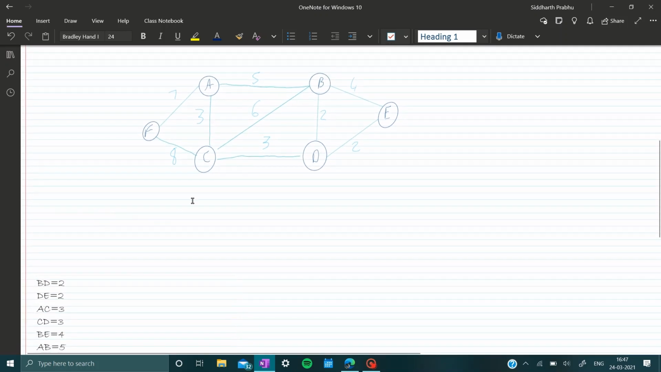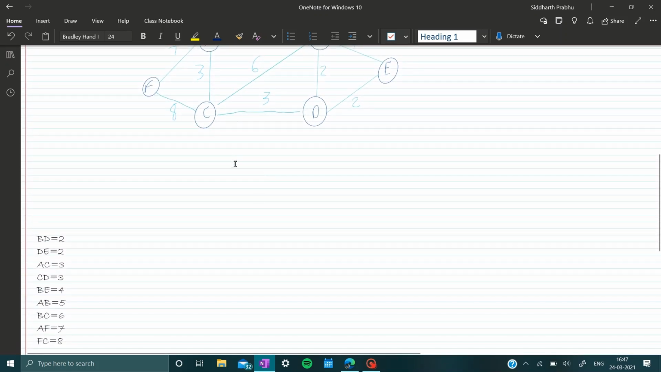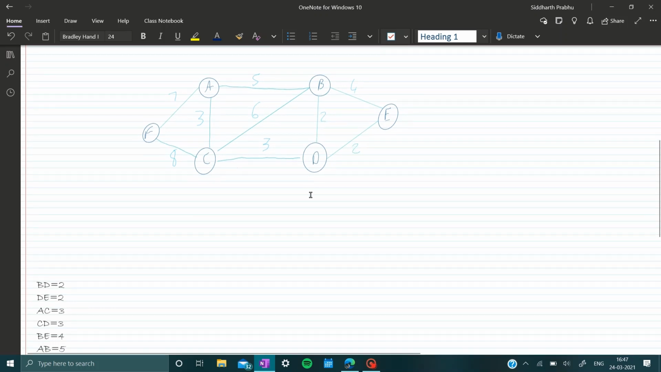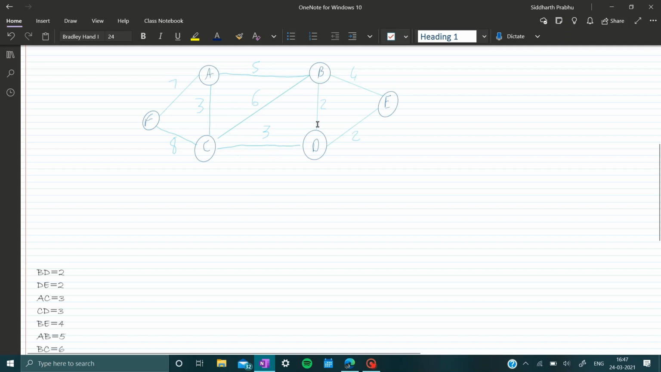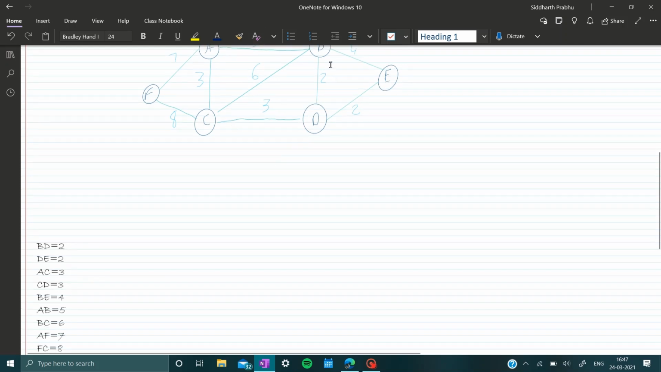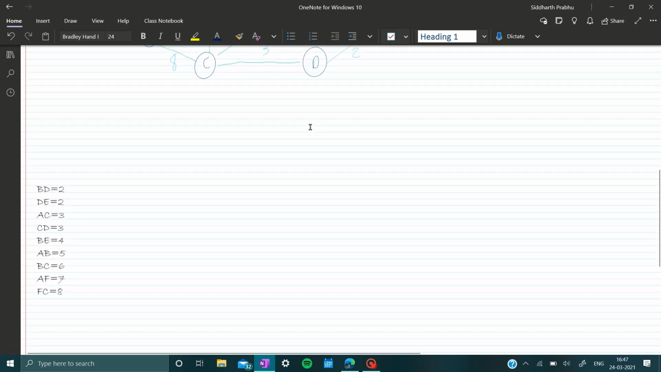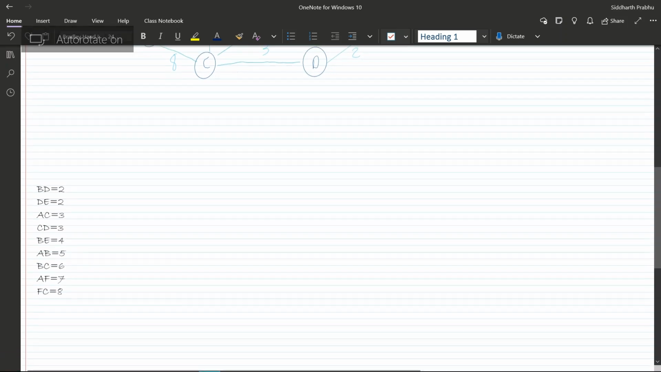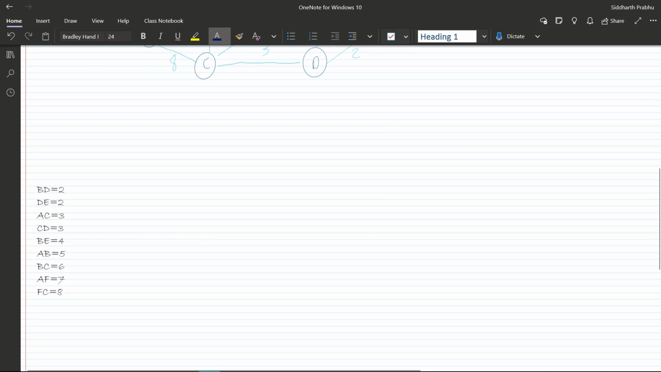Now we'll start forming the minimum spanning tree. The first rule of forming a minimum spanning tree is that we don't form cyclic structures. Like you can see, BDE is an example of a cyclic structure. BCD is an example of a cyclic structure where the number of vertices and edges are the same. That's a cyclic structure. So we try to avoid forming cyclic structures.